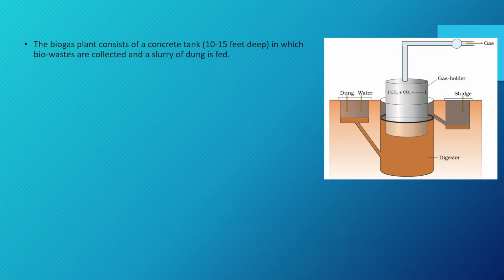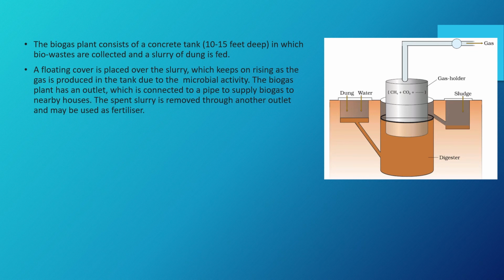The biogas plant consists of a concrete tank which is 10 to 15 feet deep, in which bio-waste is collected and a slurry of dung is fed. A floating cover is placed over the slurry, which keeps on rising as the gas is produced in the tank due to the microbial activity. The biogas plant has an outlet which is connected to a pipe to supply biogas to nearby houses. The spent slurry is removed through another outlet and may be used as fertilizer.